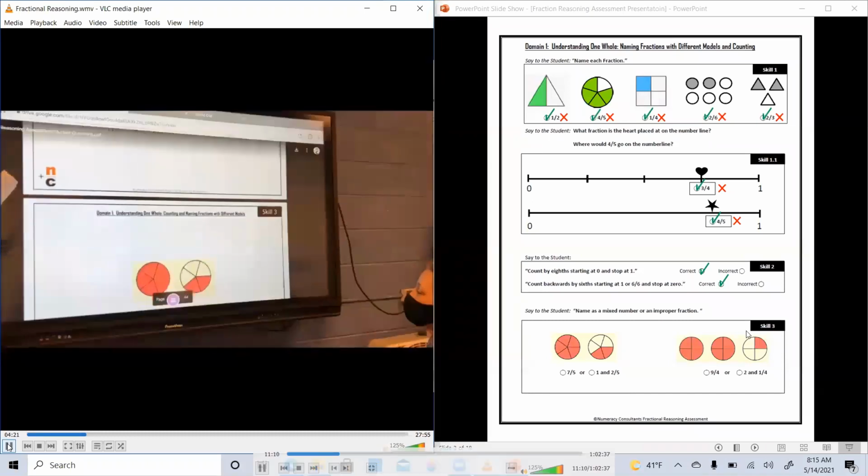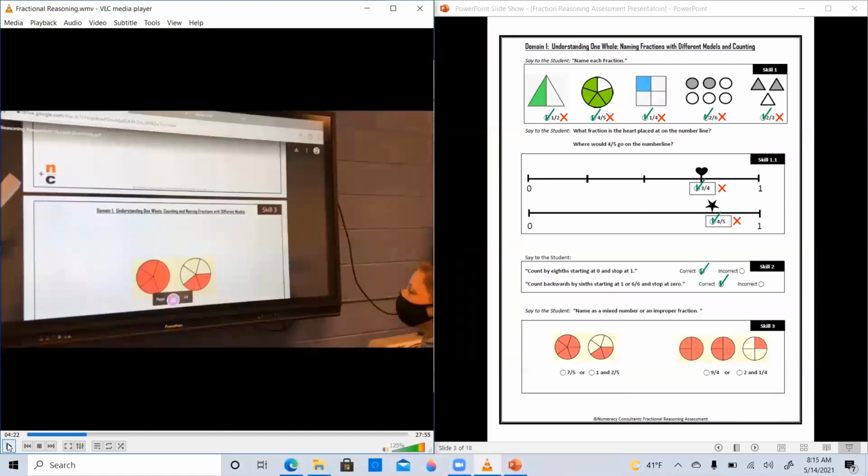Yeah. Okay, the next skill we're going to go to is skill 3, and this is name as a mixed number or an improper fraction. They can name it as either, and the goal of this is to see, can they recognize or name a fraction or mixed number that's greater than 1? 99% of kids who answer this question correctly will answer it as a mixed number.